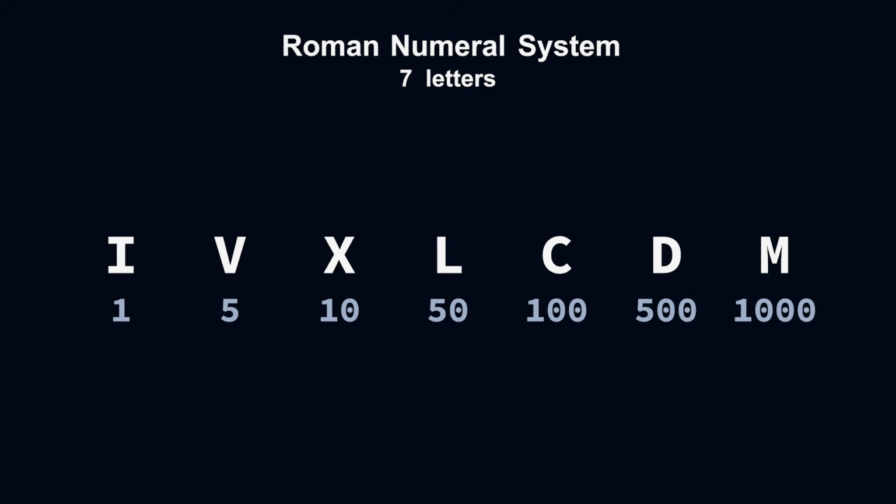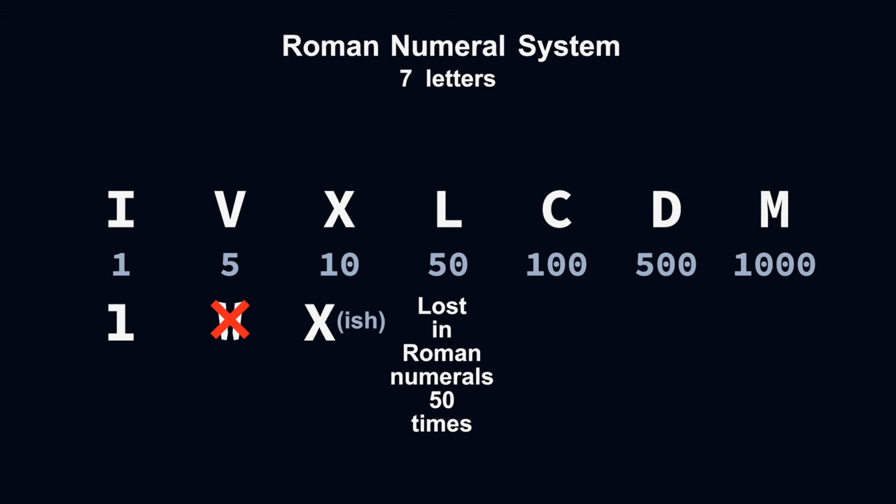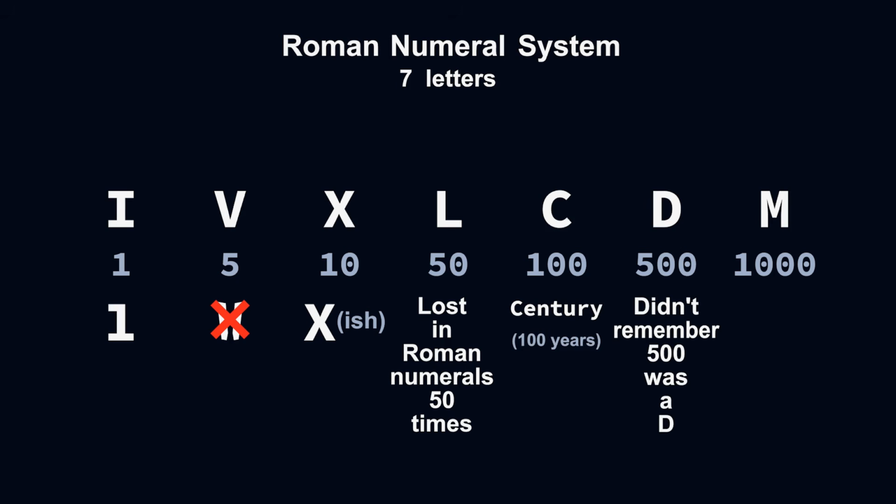If you're like me and have trouble remembering what each of the numerals represents, just remember that I looks like a 1, V is a 5, which is evenly divisible. Wait, no it's not. X kind of looks like 2 V's put together-ish. L is for lost in Roman numerals 50 times, C is for century, which is 100 years, D is for didn't remember 500 was a D, and M is for millennium, which is 1,000 years. If you still can't remember them, then maybe this will make it a little worse.